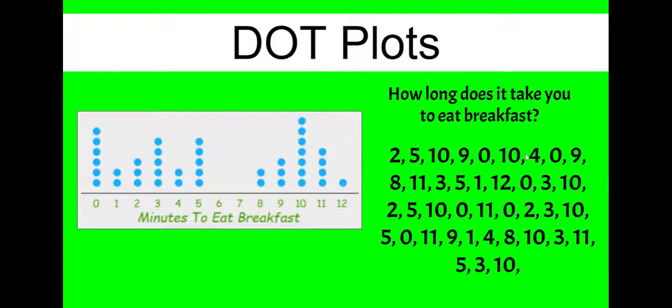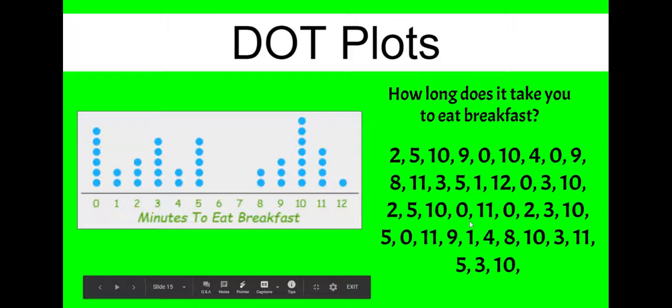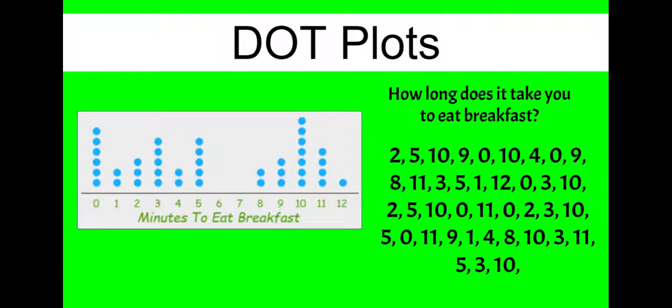So here I have my data. And the question that was asked is how long does it take you to eat breakfast? Now remember, a dot plot means that your vote is represented by a dot. So just by looking at this graph, I can see that all these blue dots is somebody's vote, and all of these green numbers are the number of minutes that it takes them to eat breakfast. So I'm going to go through and make sure that my data matches my frequency table because there can be errors. I'm going to start with 0.